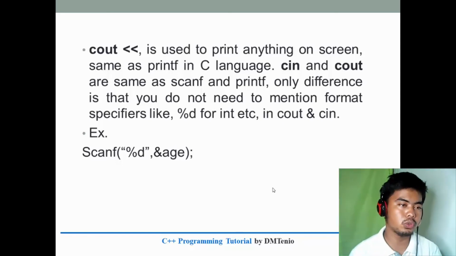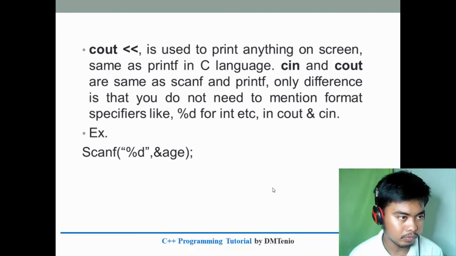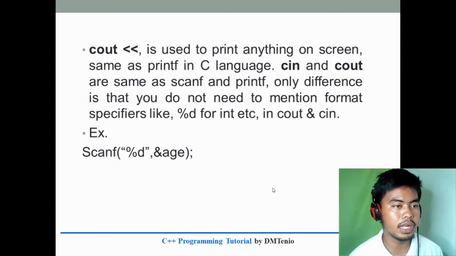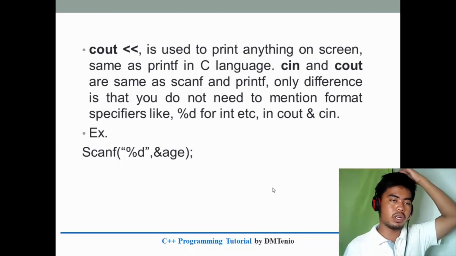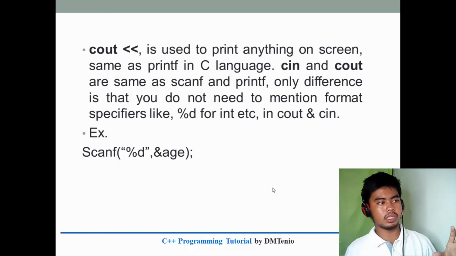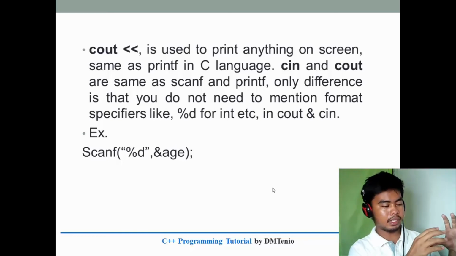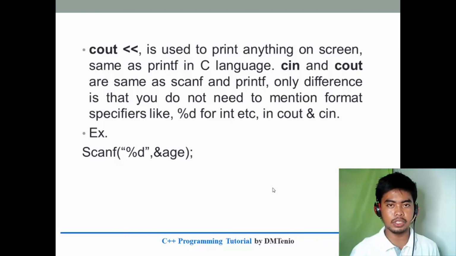The only difference is that you do not need to mention the format specifiers, like %d for integer in C language. In cout and cin, it's direct, you just put it there. Cout means data goes from the computer to the user, it displays it. So cout, coming from the computer, wants to display. That's why cout, insertion operator, "Hello World", it wants to convey or display information, compared to cin, which takes input in.